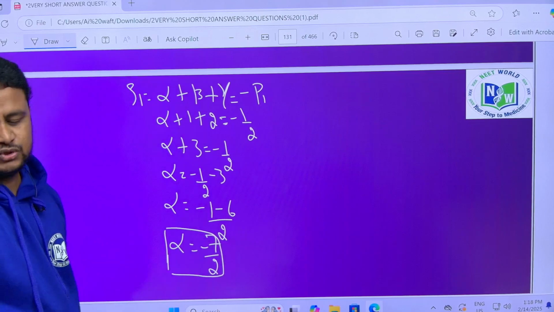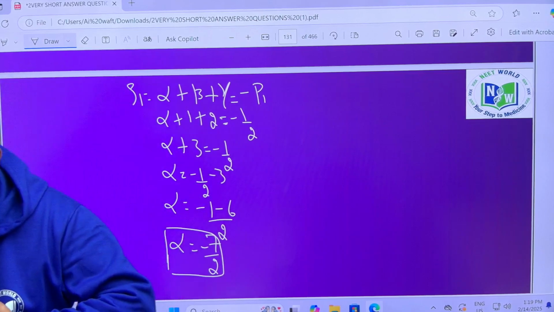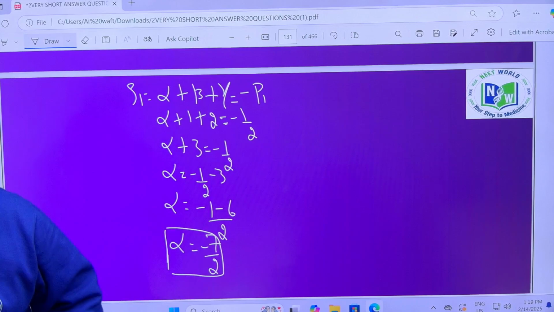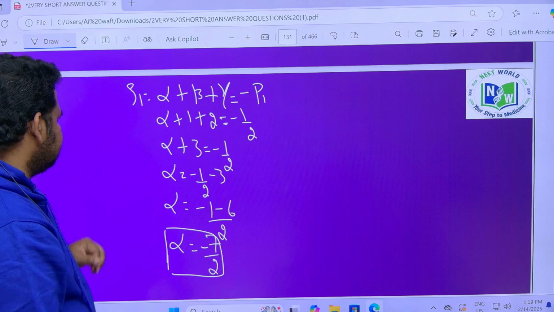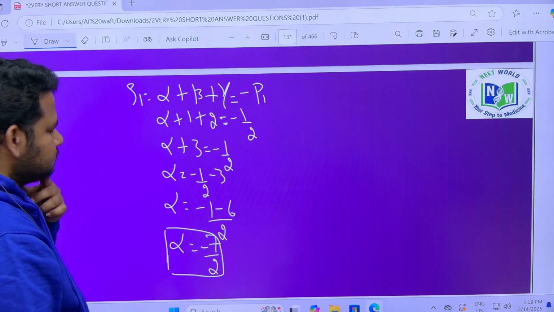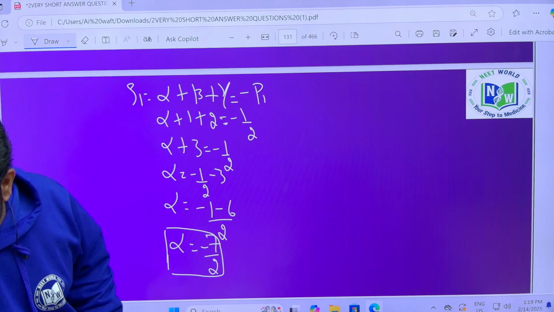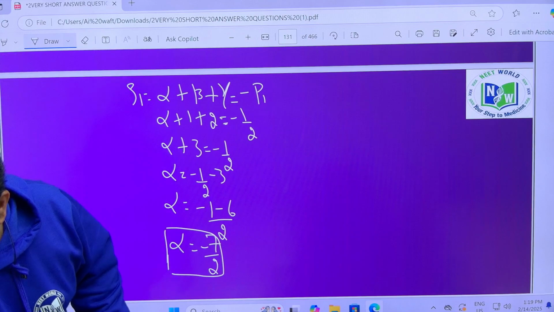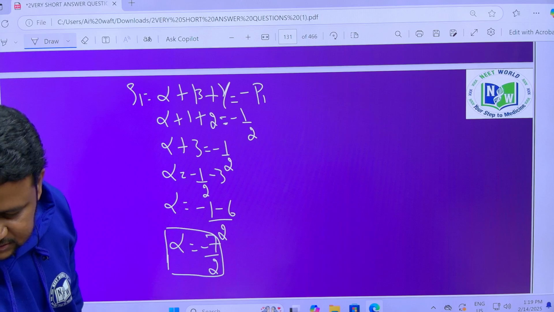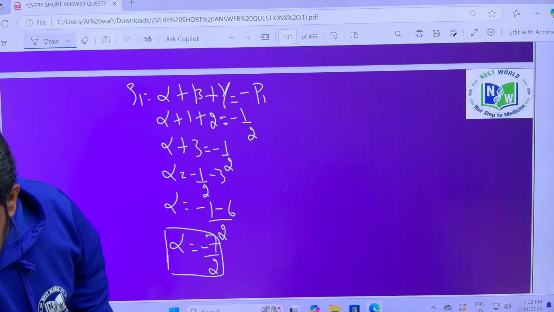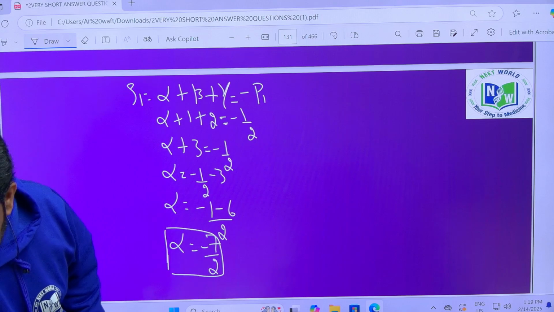That's it. So alpha value you will get it as minus 7 by 2. Let us check once again. P is equal to 1 by 2. What is the equation? That is 2x square minus 7x minus 6. Okay, 2x square minus 7x minus 6.